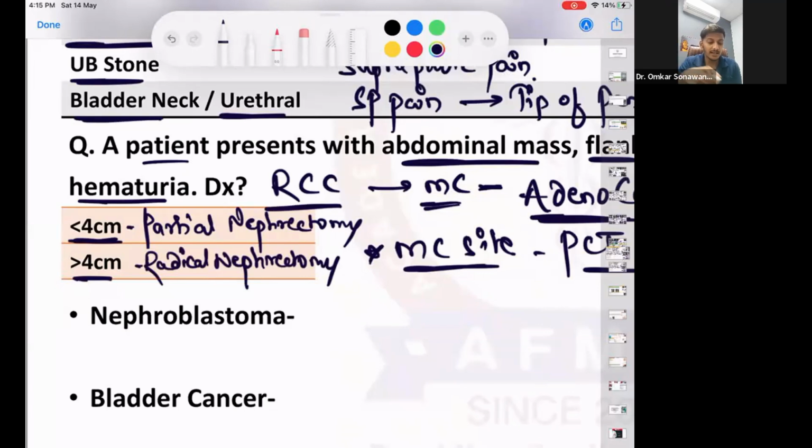It is not 7 centimeter, not that much. 4 centimeter is the cutoff. Please remember. For stones it is 2 centimeter. For cancer it is 4 centimeter.